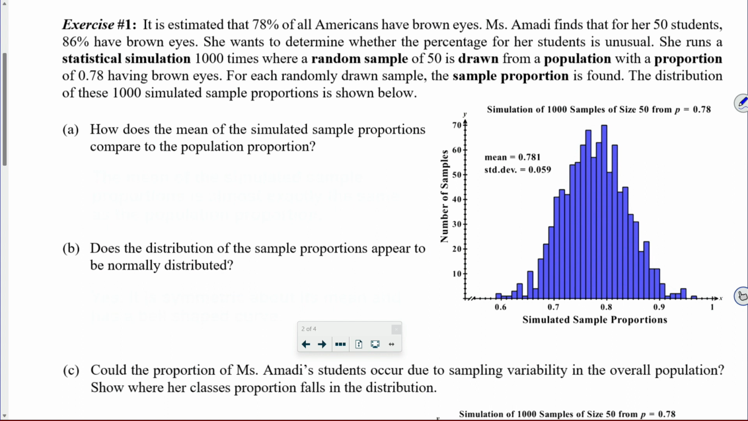She runs a statistical simulation 1,000 times, where a random sample of 50 is drawn from a population with a proportion of 0.78 having brown eyes. For each randomly drawn sample, the sample proportion is found. The distribution of these 1,000 simulated sample proportions is shown below.